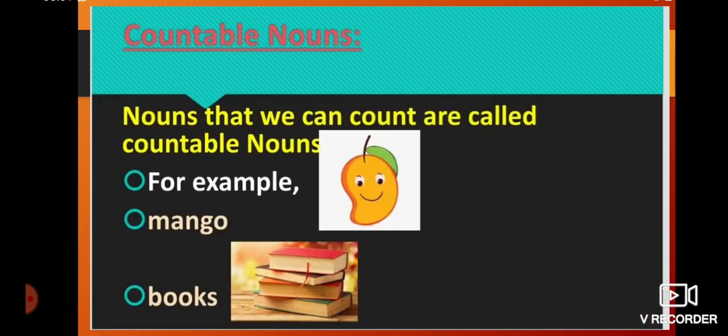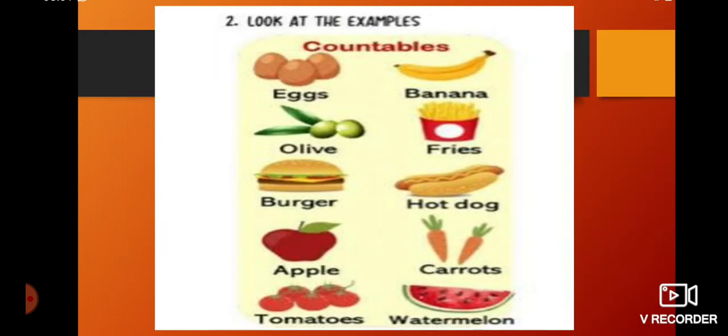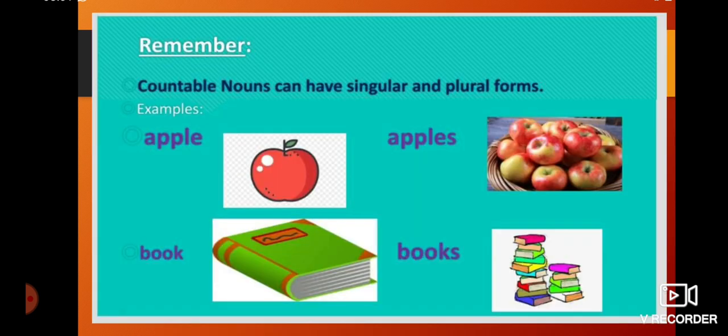So what is a countable noun? Nouns that we can count are called countable nouns. For example, mango. We can say 1 mango, 2 mangoes, 4 mangoes, 10 mangoes and so on. Books. We can say 1 book, 2 books, 4 books, etc. Now look at a few more examples. Eggs, olive, burger, apple, tomato, banana, fries, hot dog, carrots. All are countable nouns because we can easily count them by using numbers.